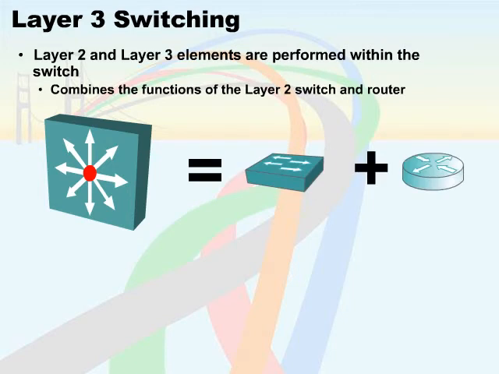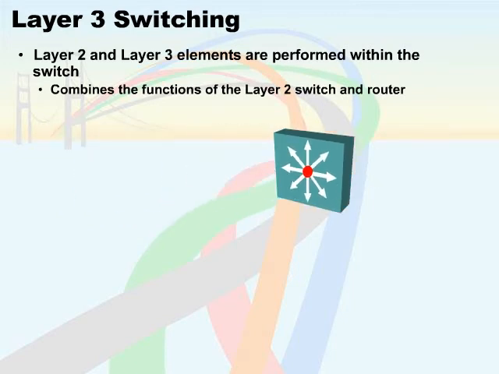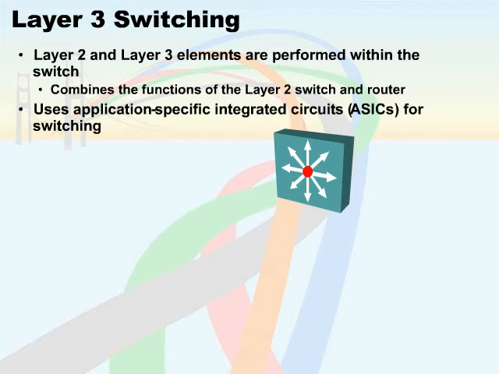What this means is that we can route from one segment to another or route in between the LANs without ever leaving the switch. The switch will even use ASICs, which are the application-specific integrated circuits that provide a much higher speed for the switching itself from one network to another. So it does significantly increase the performance and the capacity of the network.